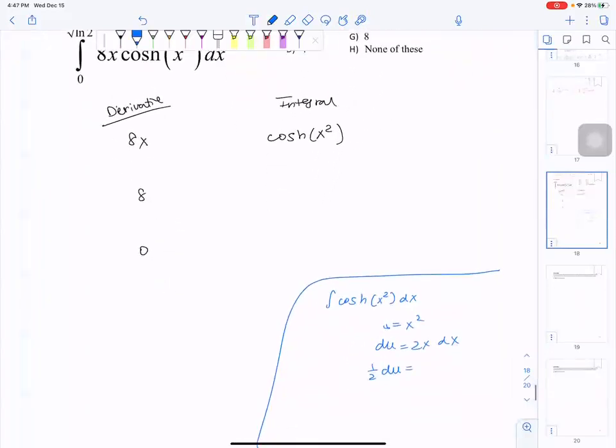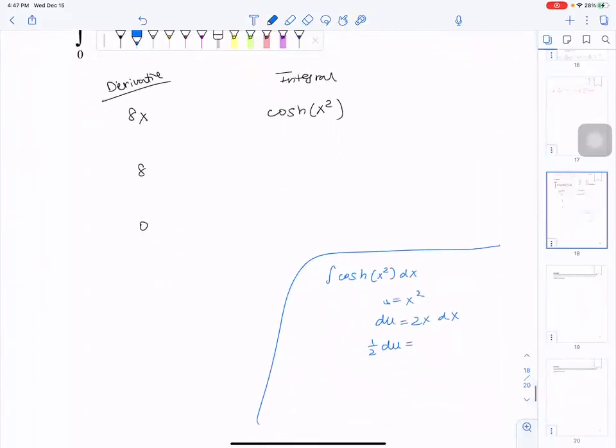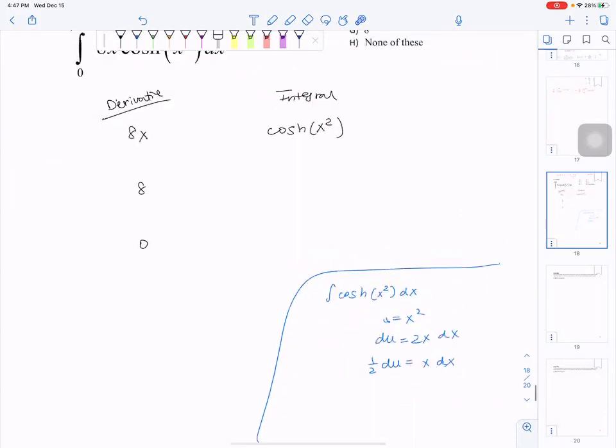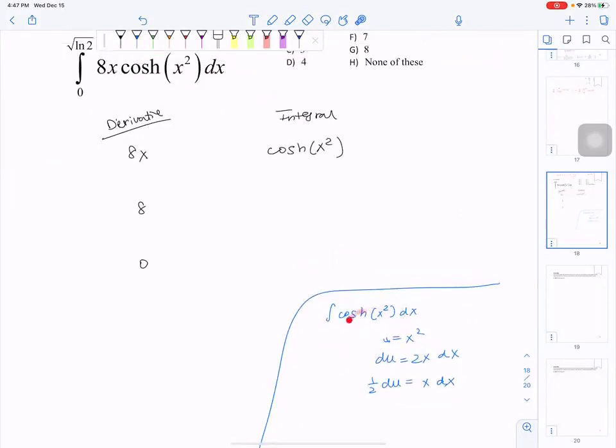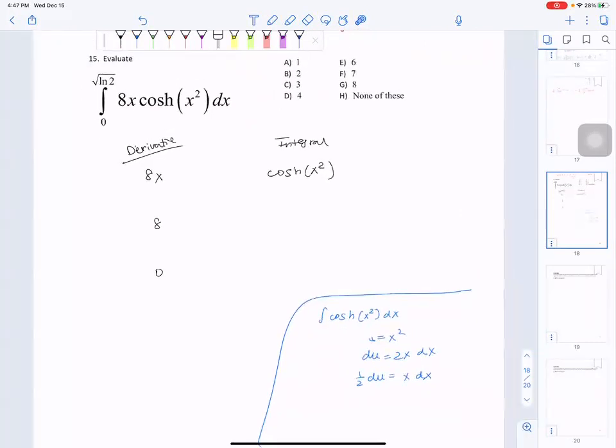So you encountered a problem, right? Because you have an x dx, and we don't have any leftover x's in our integral. But now you notice something: we have an x left over if we use u equals x squared. Look at the original problem. We have an x here in our original problem.